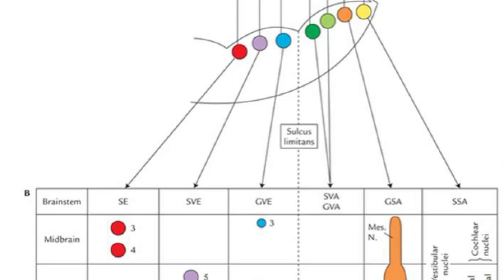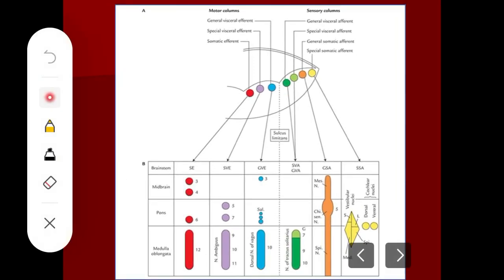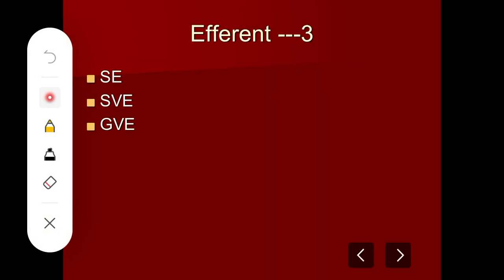That column is the somatic efferent. Next one, marked as violet color, is special visceral efferent, SVE. Third column is GVE, general visceral efferent. Don't get confused, it's very simple. I'll make it in a simplified manner. Now just remember, you have got 7 columns, 3 motor, 4 sensory. That much is clear to you?